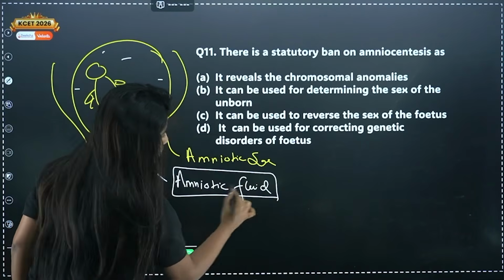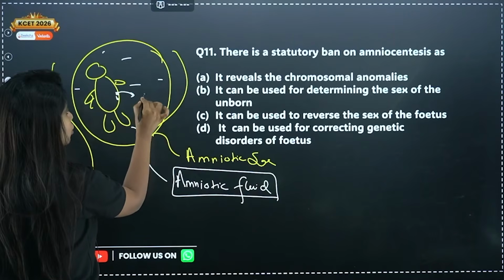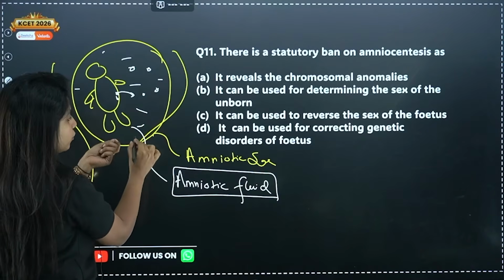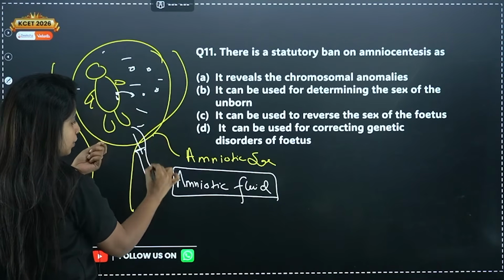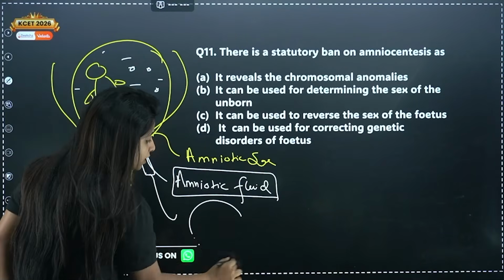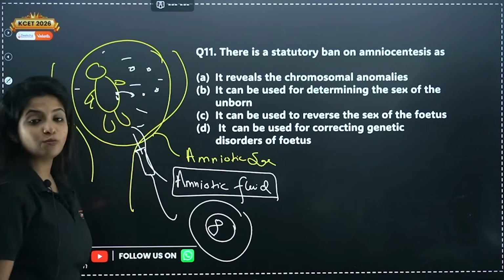What fluid? Amniotic fluid. Now, the baby cells which are there might shed into this fluid. So when I take this fluid, suppose I'm taking a syringe and using the machine to understand the position of the baby, and then I'm taking this particular fluid. With this fluid, I get the cell. In the cell, I have the nucleus. In the nucleus, I have my chromosomes and everything.